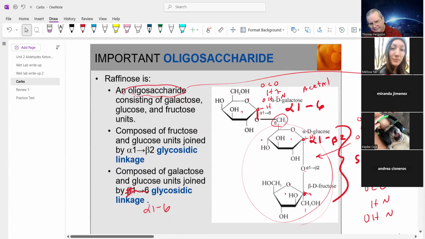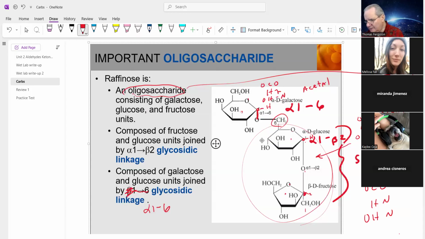Okay, the third class of carbs you're going to have to know are called oligosaccharides. And these are extremely important. They're basically sucrose with galactose tacked on the top. This is called raffinose, the other one is stachyose. It's got two galactoses tacked onto the top. Okay, yeah, this was an error. It's not a beta 1,6, it's an alpha 1,6.